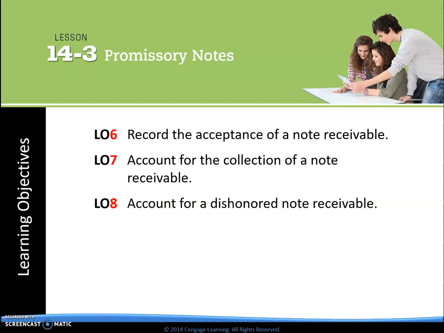Section 14.3 is on promissory notes. We have three objectives. You need to be able to record the acceptance of a note receivable, you need to be able to account for the collection of a note receivable, and you need to be able to account for a dishonored note receivable.